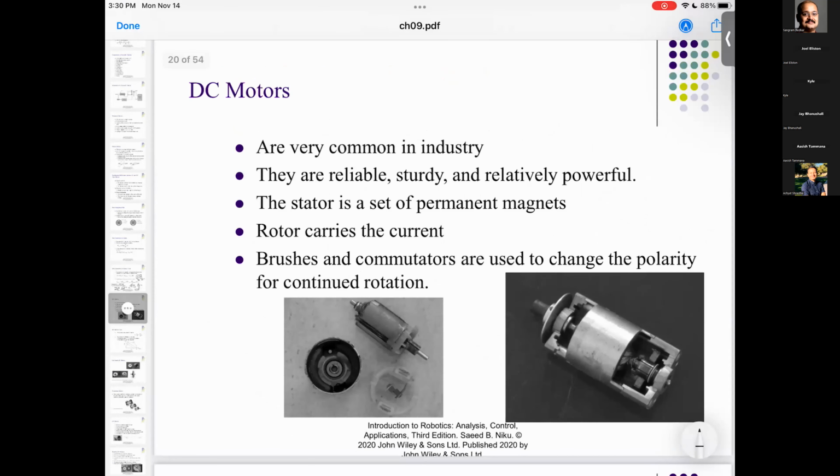So, DC motors are very commonly used. They are reliable, quite powerful. Again, you have permanent magnets or you can have electromagnets. And the brushes and commutators are used to change the polarity so that the current alternates, so that the rotor continues to rotate in only one direction.